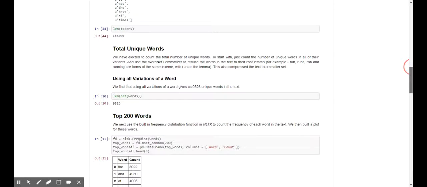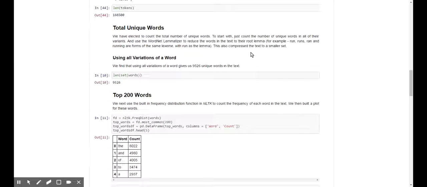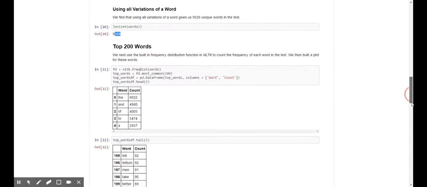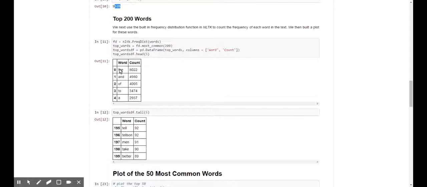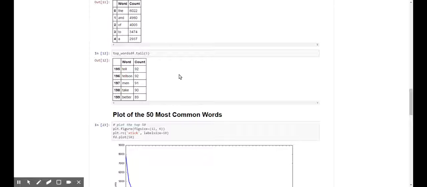We then went on to identify the total unique words, not the entire words like 166,000, but just the unique words in this corpus, the raw text. It comes to 9,526, and the top 200 of those are listed here. At the very top is the word the, followed by and, and at the very bottom of these top 200, you see the word better coming up 89 times in this story by Charles Dickens.